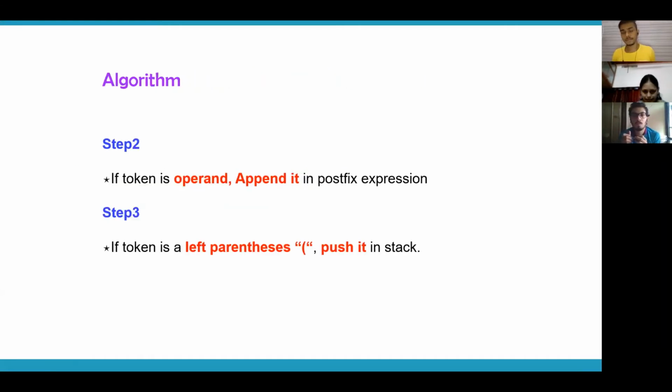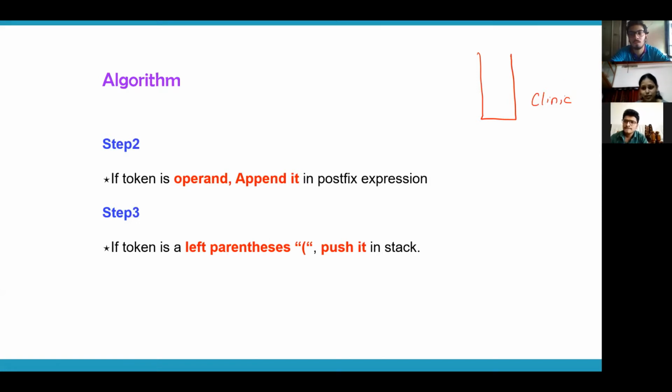Consider there is a clinic. This is just an example. It has nothing to do with the subject. Just imagine that's a clinic and there's a doctor who is examining his patients. Whenever patients arrive, what will he do? He'll put them in a queue. In every clinic you can see a queue, right? Whenever patients arrive, he'll put them in a queue. So this queue is your postfix expression.